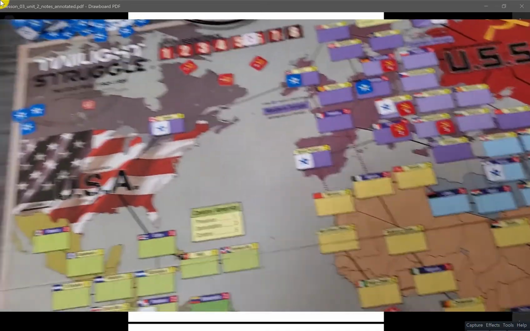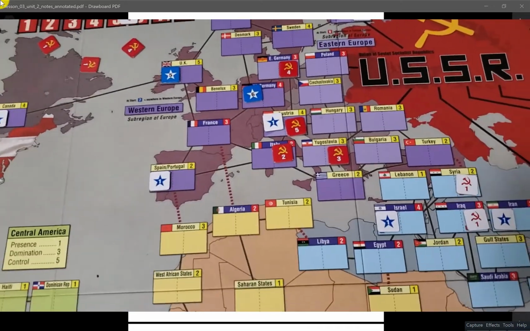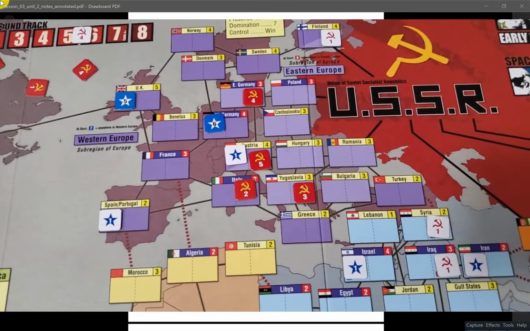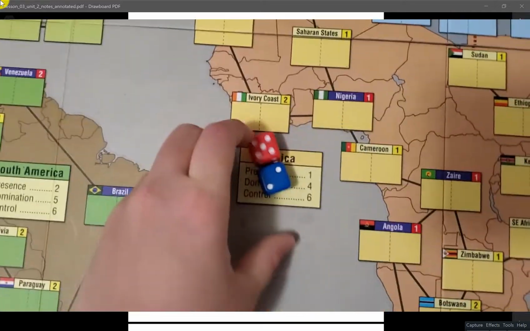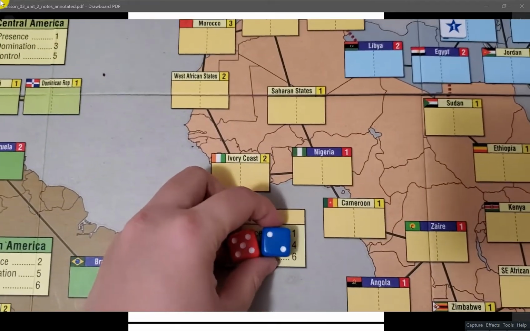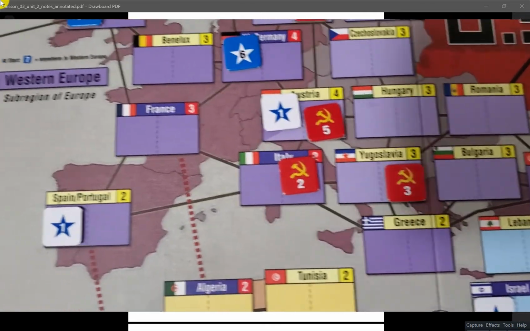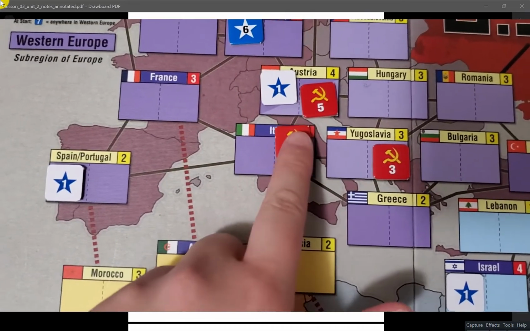This map doesn't do as good of a job as I was trying to explain earlier, but here I have an example. There's a specific military operation, a specific action called a realignment roll, which of course has to do with these dice. Red is for the USSR, blue is for the US player. So what is a realignment roll? Here I set up an example. Let's take a look at Italy.